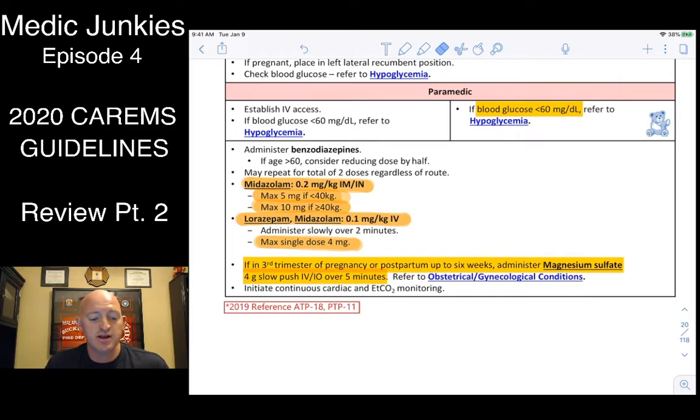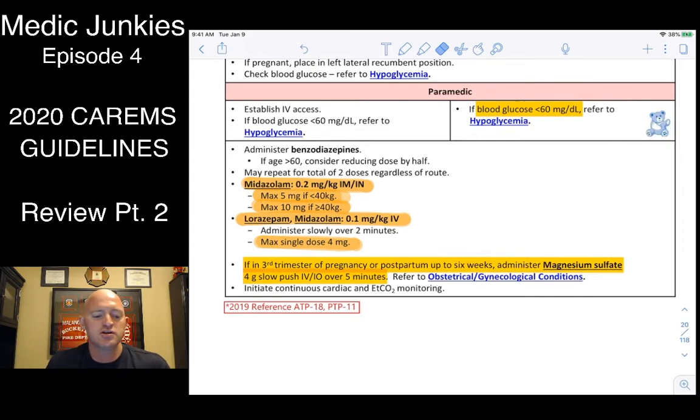Now, in this one, like I mentioned earlier, it's a max single dose of 4 milligrams. We're used to giving 2.5 to 5, at least for adults, IV, and that's not the case anymore. Just a max of 4. Remember, we can always give more. If the seizure doesn't stop, then we can reevaluate and maybe we can give a little bit more, okay?